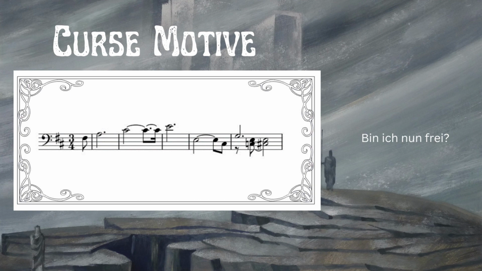The first victim will be Fasolt, for when he receives it from Wotan, he is slain by his brother Fafnir, who wants the ring for himself. After the act of murder, the curse motif sounds threateningly in the winds.